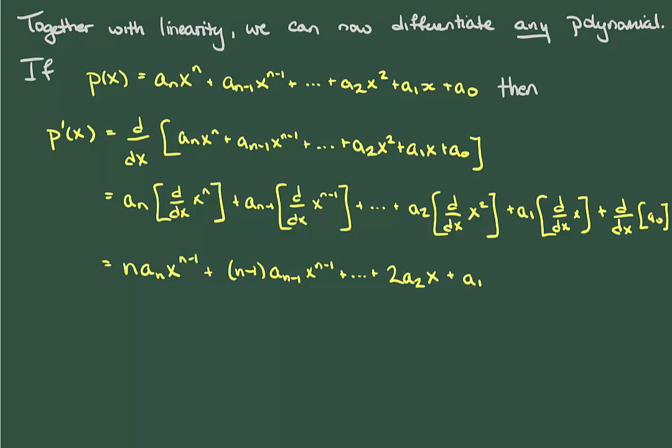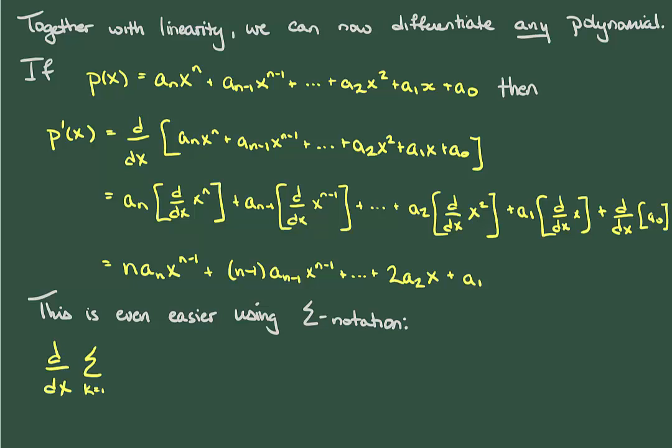Notice that the degree of the polynomial went from being n to now being n minus 1. Differentiation will always lower the degree of the polynomial. Now this work is actually even easier to see in sigma notation. By writing the polynomial in sigma notation, additivity allows me to pass the derivative inside the sum, while scalar multiplication allows me to move the a sub k's to outside of the derivative.